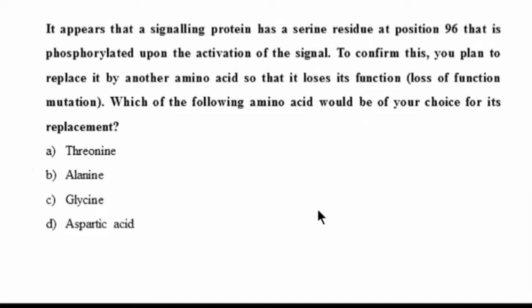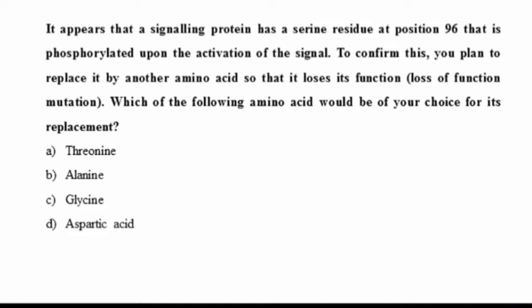The next question is, it appears that a signaling protein has a serine residue at position 96 that is phosphorylated upon activation of the signal. To confirm this, you plan to replace it by another amino acid so that it loses its function, a loss of function mutation. Which of the following amino acids would be your choice for its replacement? Now, you have to remember this.